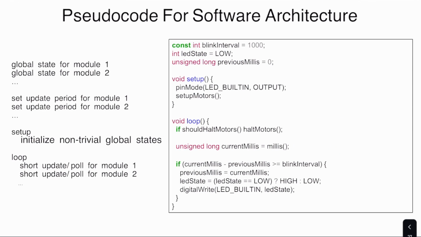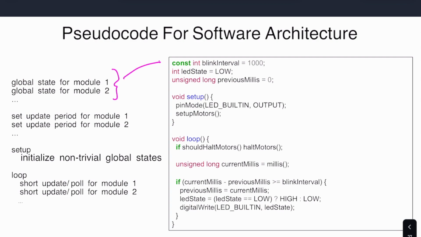So we'll end this set of videos by just showing how these different pieces map to what I've shown so far. We have our global state. We have our update periods. We have our non-trivial global states to initialize. And we have our short updates and polling for the different modules.